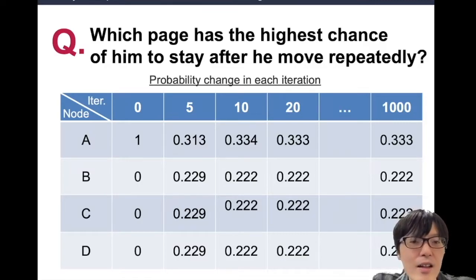In the PageRank algorithm, this converged probability is regarded as the likelihood of people to visit each web page. And also, we finally regard this converged probability as the importance of each web page in the PageRank algorithm. This is the basic idea of the PageRank.